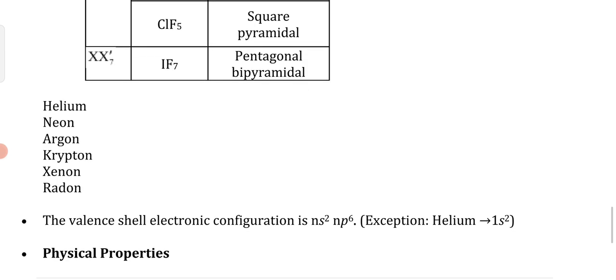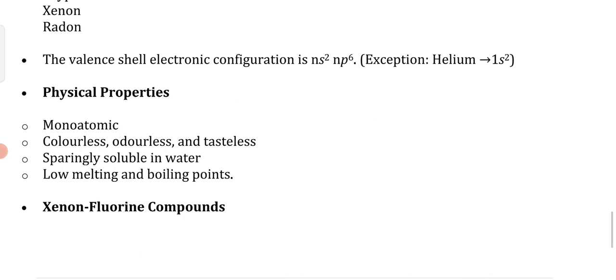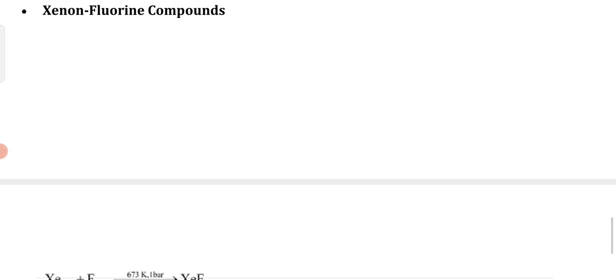Okay, so the valence shell electronic configuration is ns2 np6, and helium is 1s2. I already told you. Physical properties: they are generally monoatomic in nature. They are colorless, odorless and tasteless gases, and sparingly soluble in water, with low melting and boiling points.